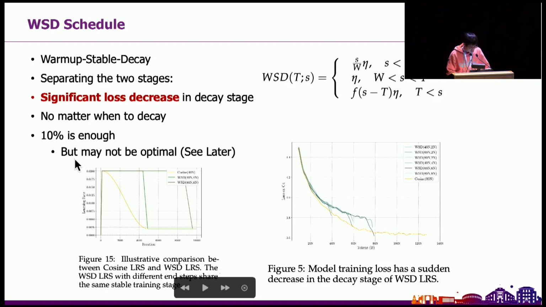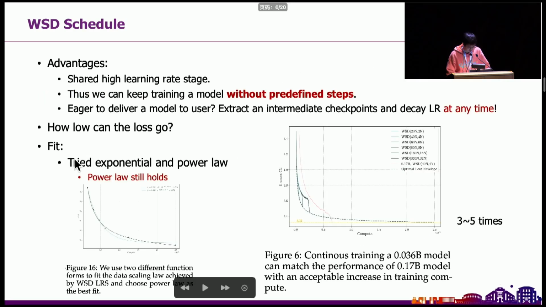And we find that there is a significant loss decrease in the decay stage. And no matter when you start to decay, you will get the loss decrease. And we find that 10% of the decay is enough. So the scheduler keeps a high learning rate most of the time. There are several advantages of this scheduler. The first one is it has a shared high learning rate stage, which means we can keep training a model without predefined steps.